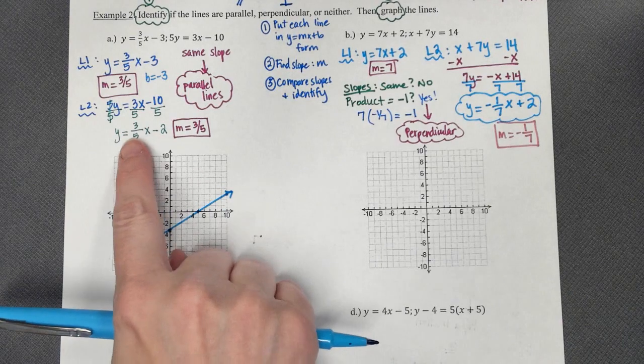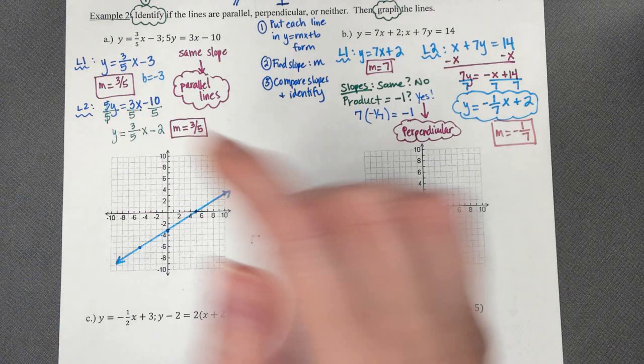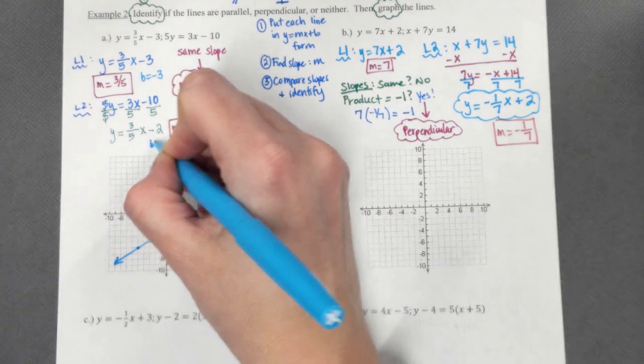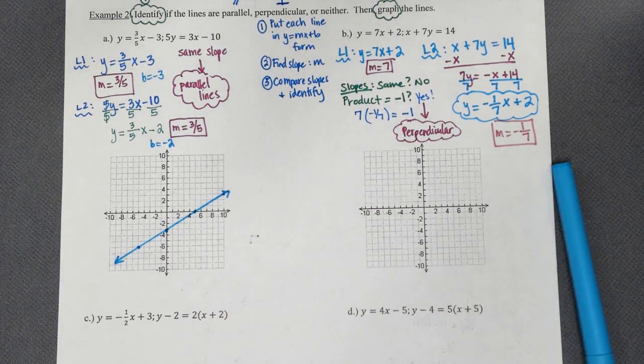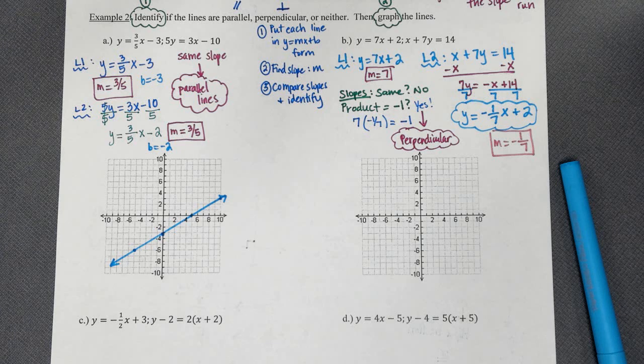Okay, and then I want you to do it with this line. So you have your M, your B is negative 2, and then I'll come around and give you guys some rulers, and then I want you to graph the other 2 lines.